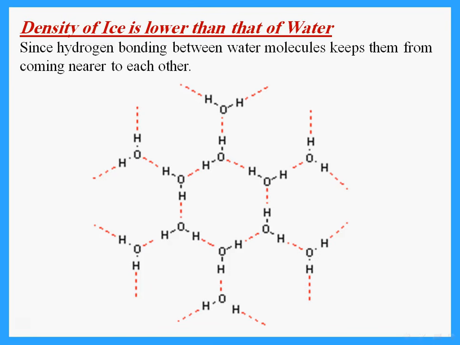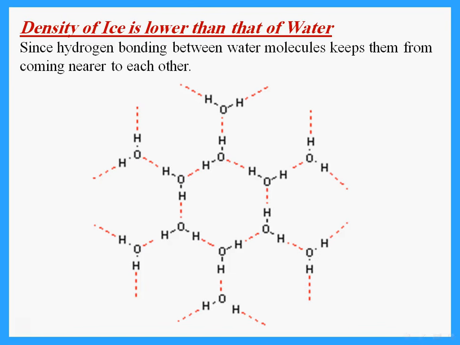Ice, when the water molecules start to come nearer to each other to form a solid, they are prevented from coming nearer to each other because the hydrogen bonds hold them away. So ice has this kind of structure in which the molecules cannot come any closer. They cannot form regular rows of atoms or molecules like any normal solid. So the density of ice is lower than water.